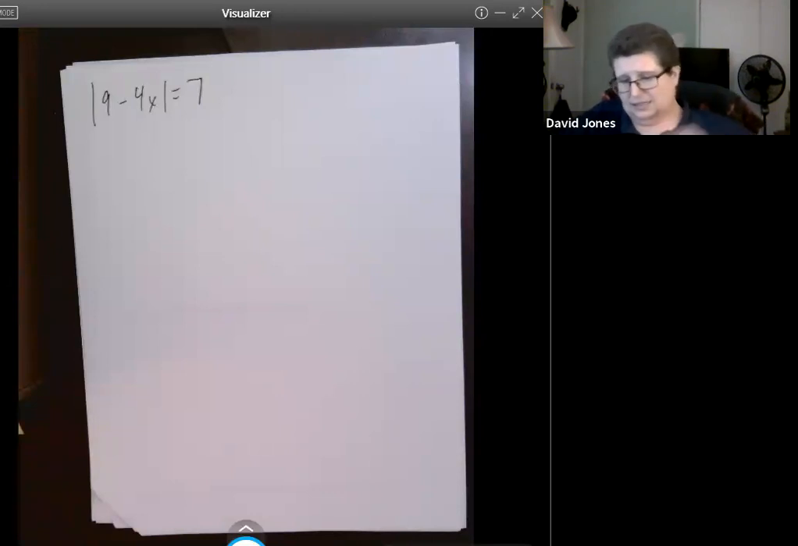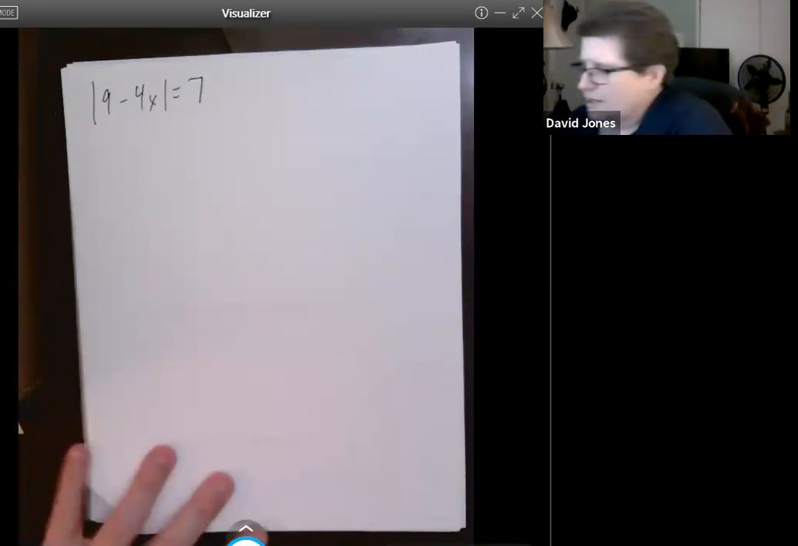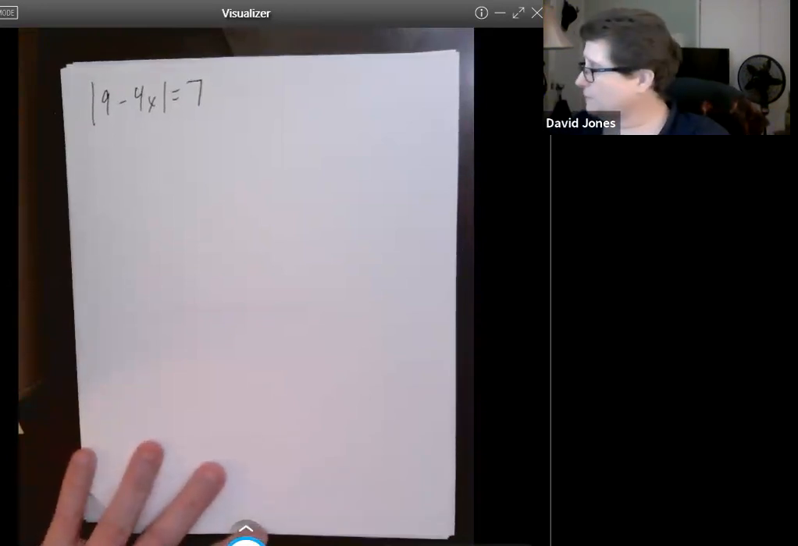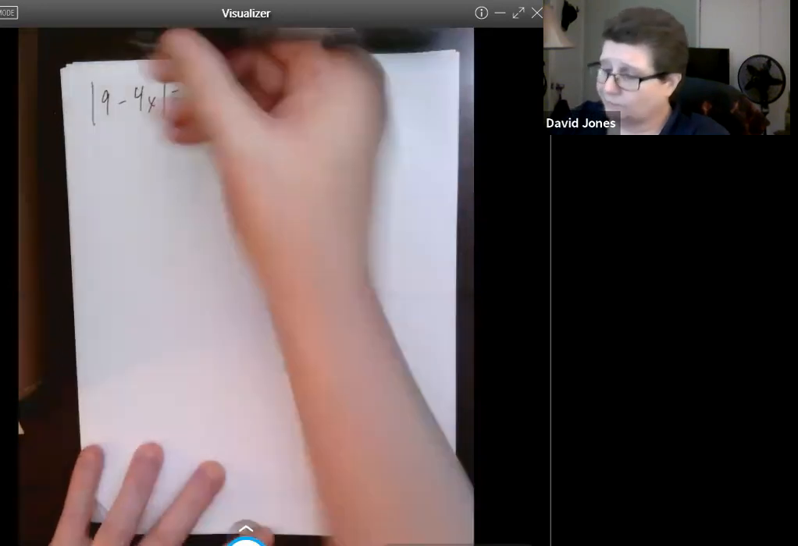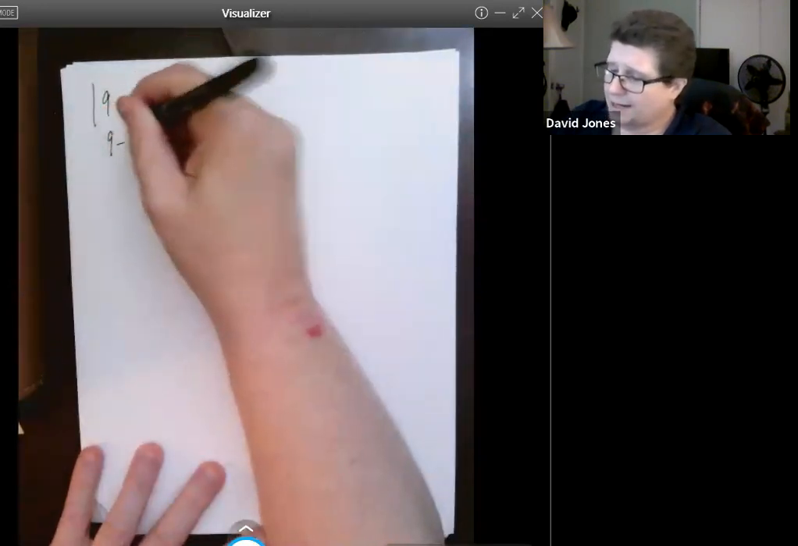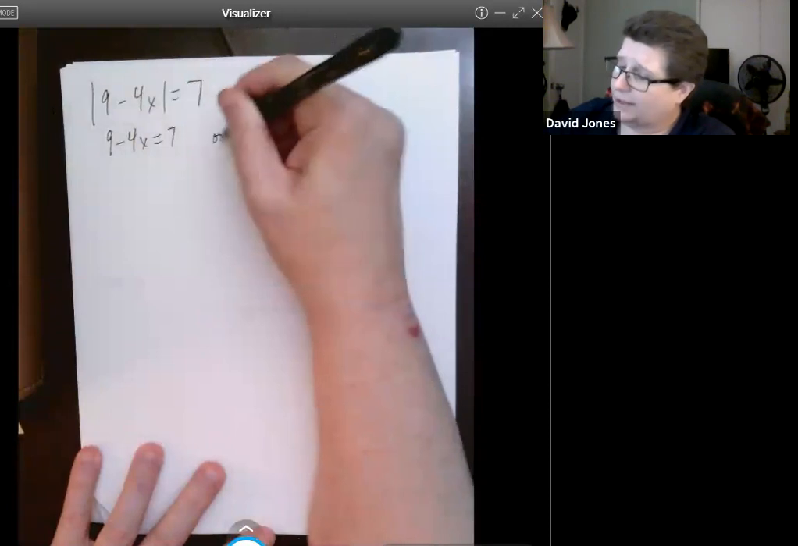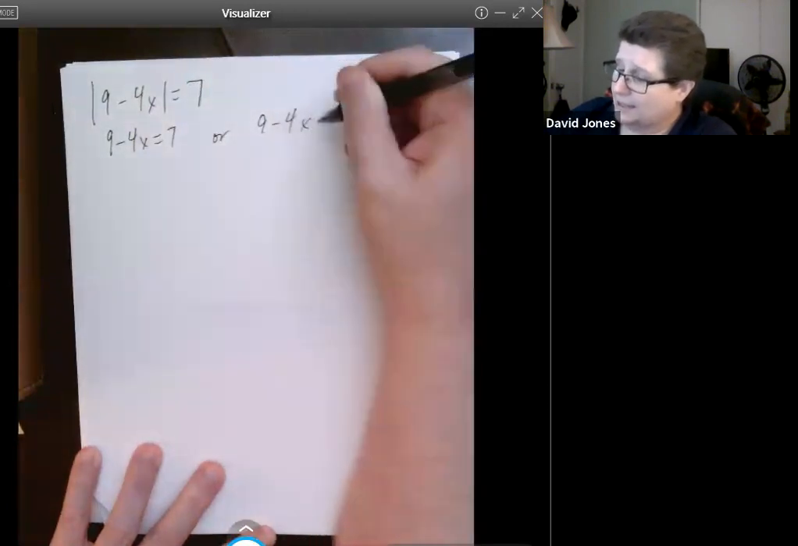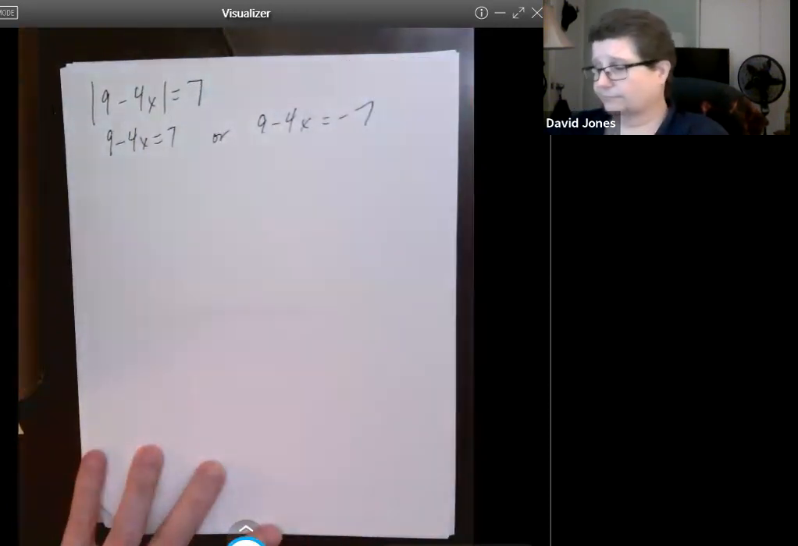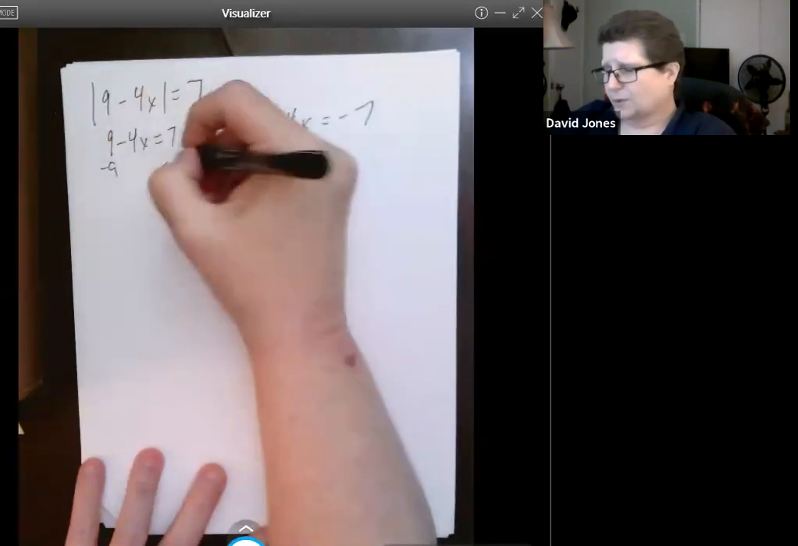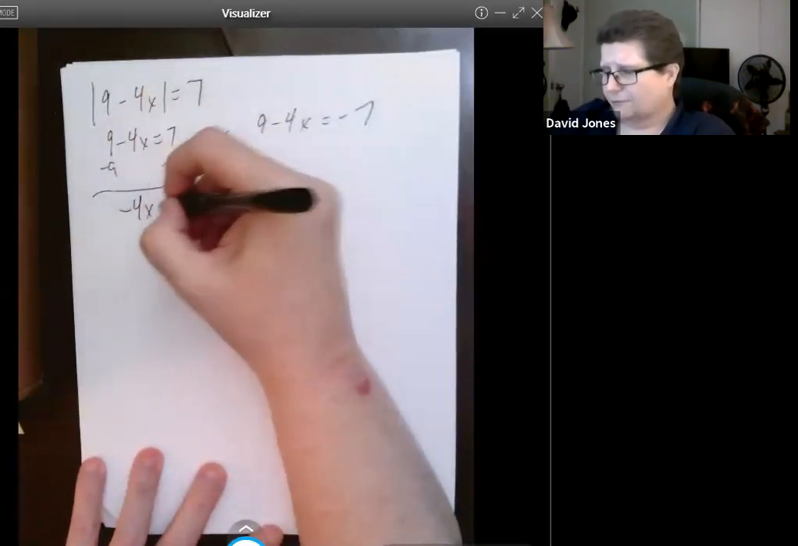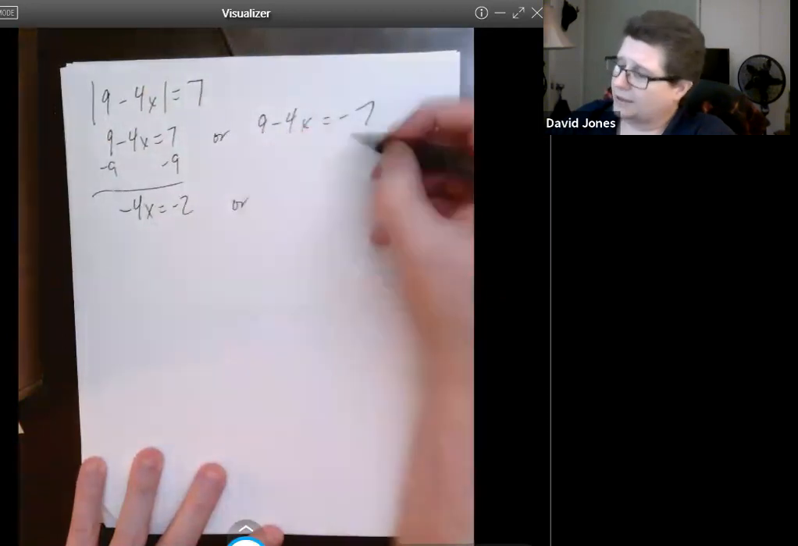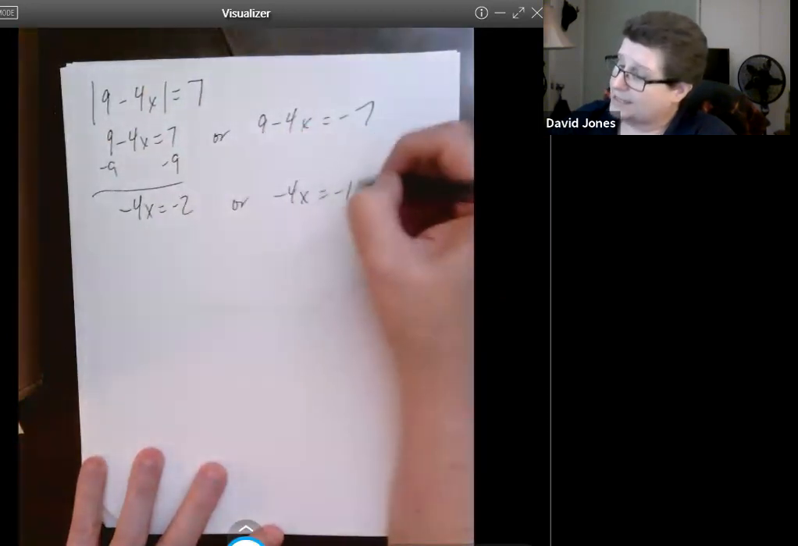Condensation around the cup. All right, the absolute value of 9 minus 4x equals 7. So 9 minus 4x equals 7, or 9 minus 4x equals negative 7. And we solve both of these. Negative 4x equals negative 2, or negative 4x equals negative 16.